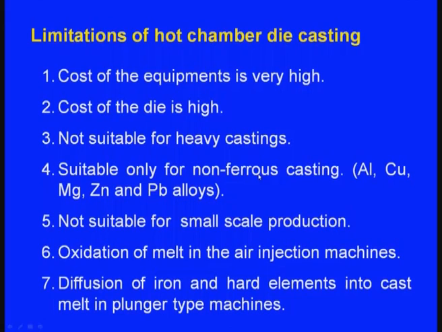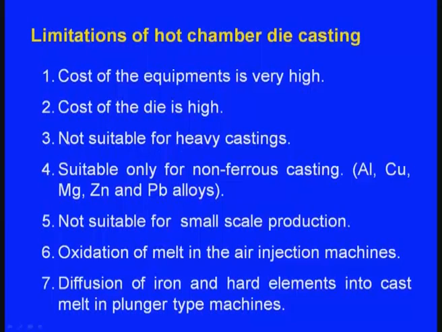Suitable only for non-ferrous castings. You see, very important limitation of hot chamber die casting process. Only aluminum, copper, magnesium, zinc and lead alloys can be cast. What about the ferrous alloys? Cast iron, steel? No, they cannot be cast using hot chamber die casting process.